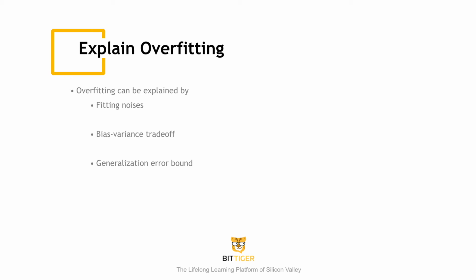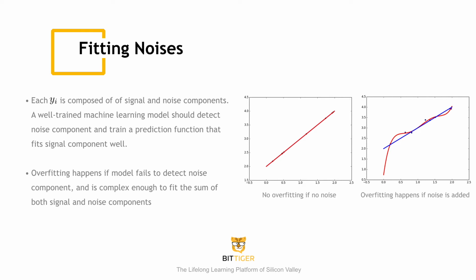Overfitting can be explained by fitting noise, bias variance trade-off, and generalization error bound. First, overfitting can be explained as fitting noise. Dependent variable is usually composed of signal and noise components. A well-trained machine learning model should detect noise components successfully and run the training process to fit signal components. Overfitting happens if the model fails to detect the noise component well. It is complex enough to fit the sum of both signal and noise components.